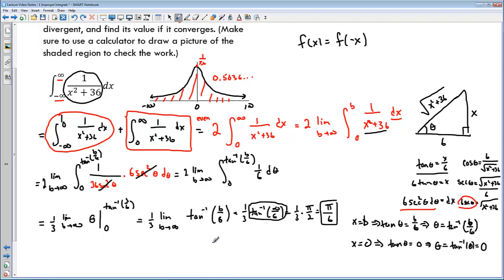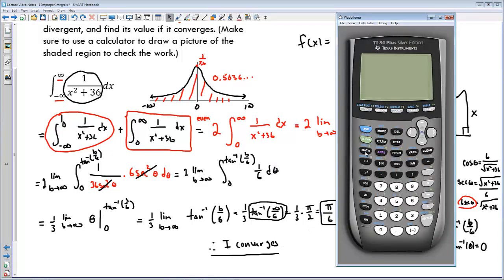And so since it's a number, we know therefore my integral I is going to converge. So I converges, and it converges to pi over 6. And you can even check it. So we got that 0.5036. So let's check it to see what pi over 6 looks like.